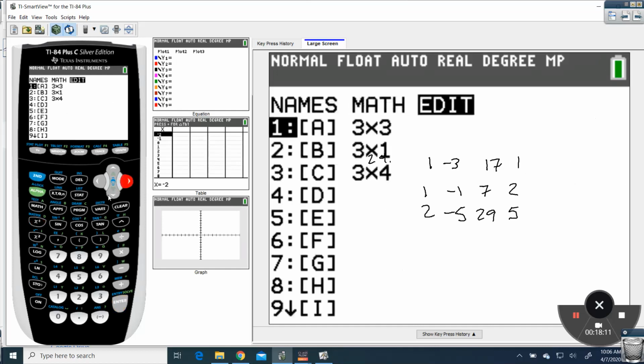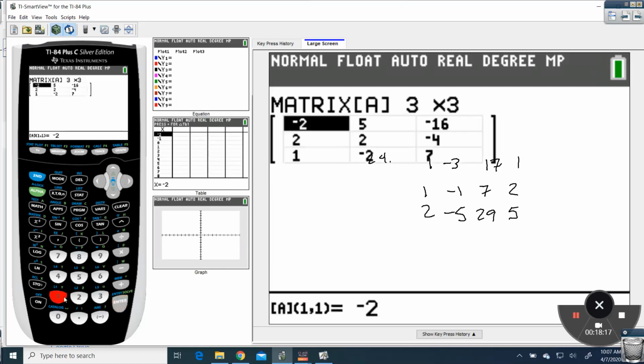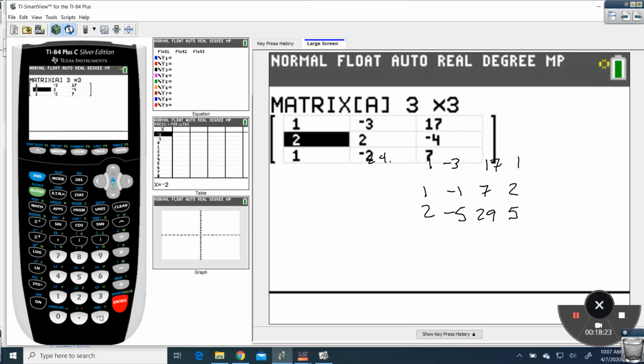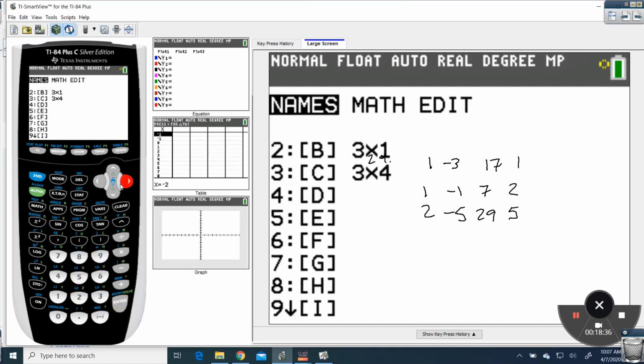So anyways, if I would have tried it the other way, edit matrix A, make it a 3 by 3, 1, negative 3, 17, 1, negative 1, 7, 2, negative 5, 29. Second matrix, go to B.